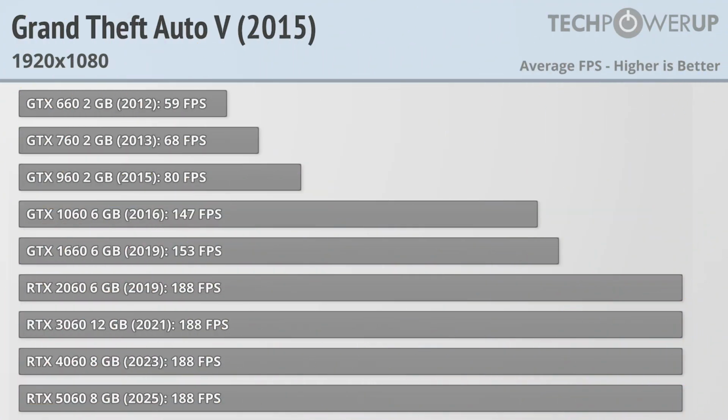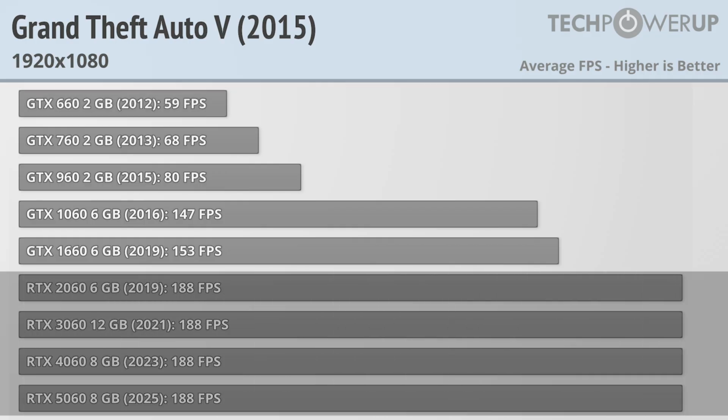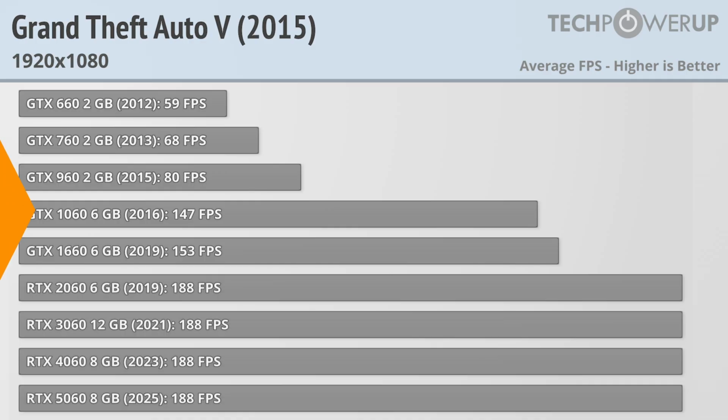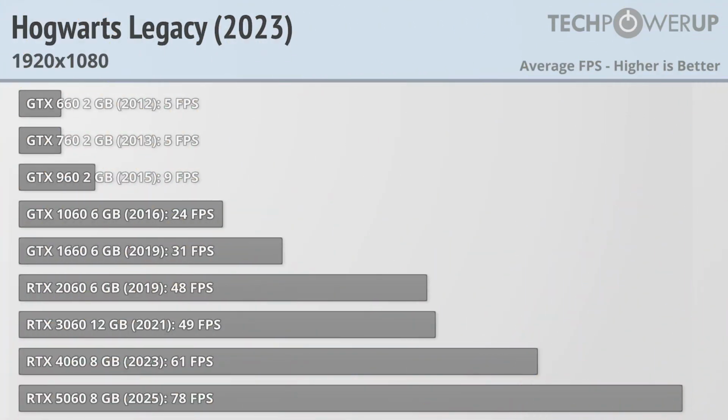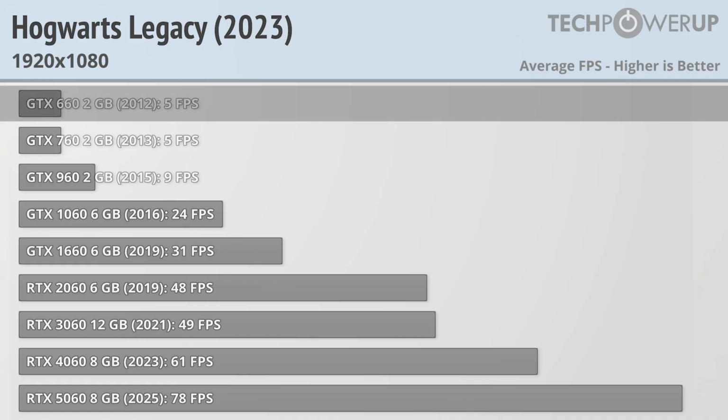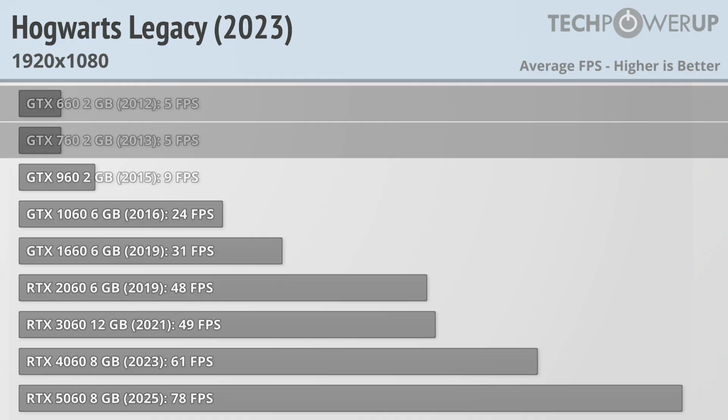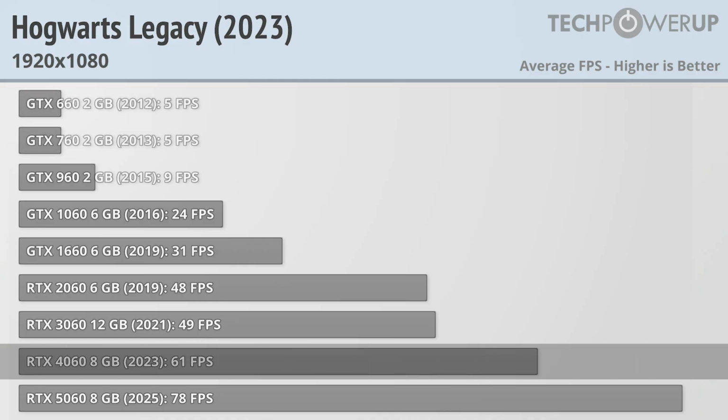Grand Theft Auto 5 from 2015, yes, 10 years ago, with the GTX 660 coming in one frame shy of 60 FPS, with most modern cards hitting the internal limit of 188 FPS. Hogwarts Legacy from 2023 is the newest game on our test and built on Unreal Engine 4, does run on older GPUs, though the GTX 660 and 760 are at 5 FPS, with the RTX 4060 being the benchmark for 60 FPS.